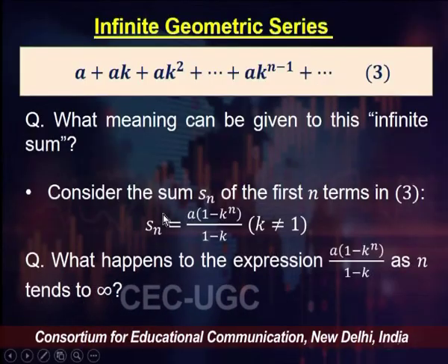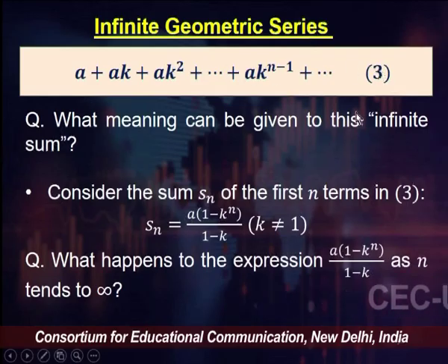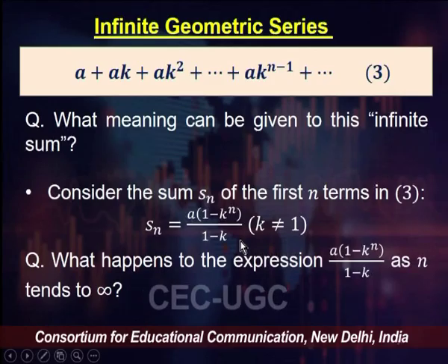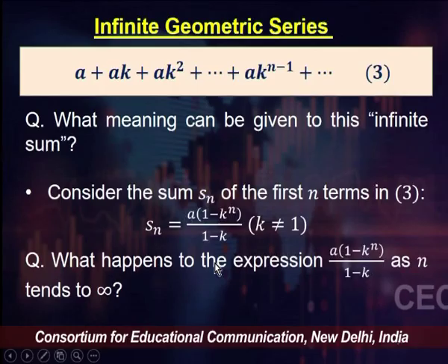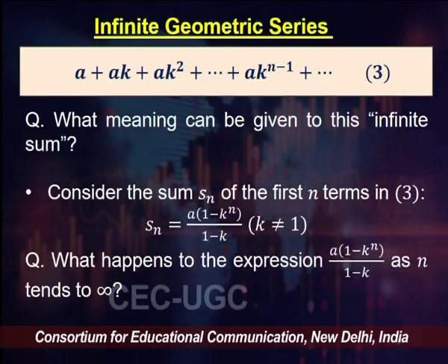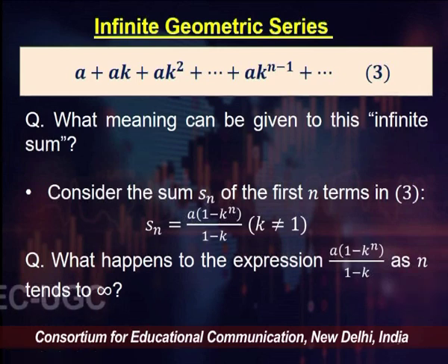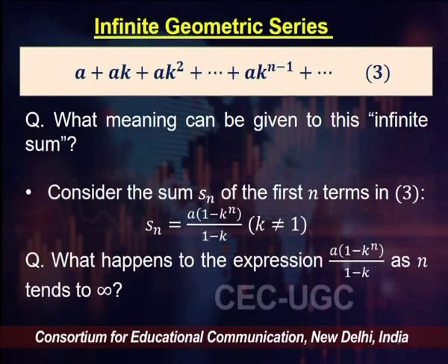Now, if we consider the sum of the first n terms in this expression 3, the sum of the first n terms would be given by a times 1 minus k to the power n divided by 1 minus k. Okay. Now, what we will do is we will move from the n terms to the infinite case, and let us see how, because we will be getting an expression in the limit to be able to get at the summation formula for the infinite geometric series.